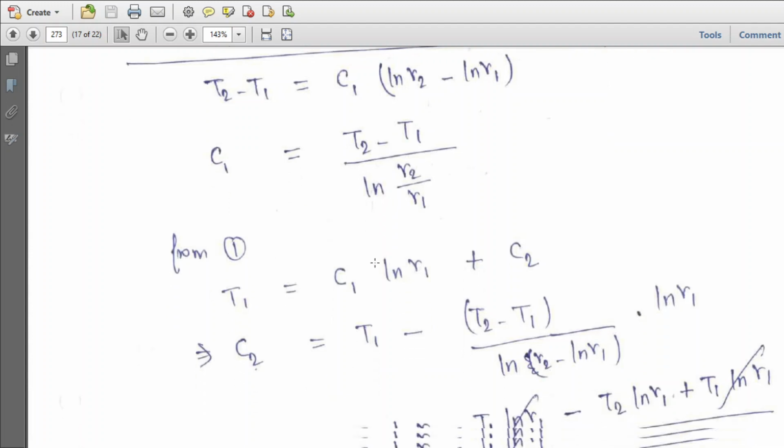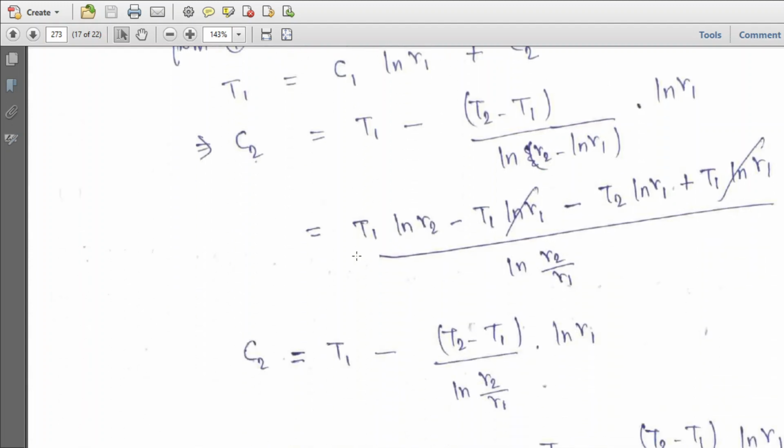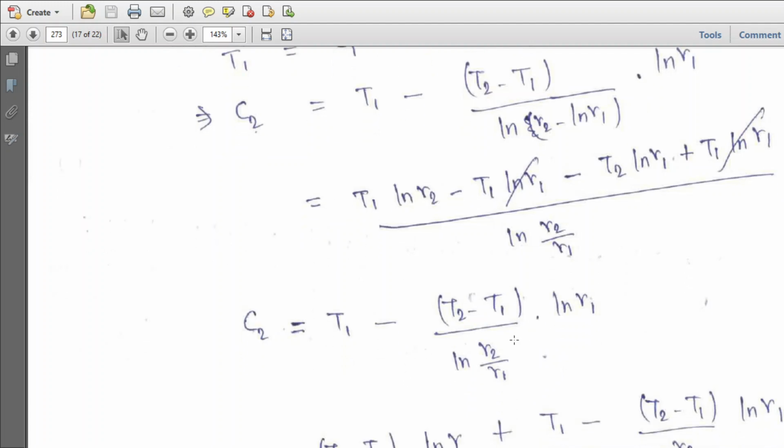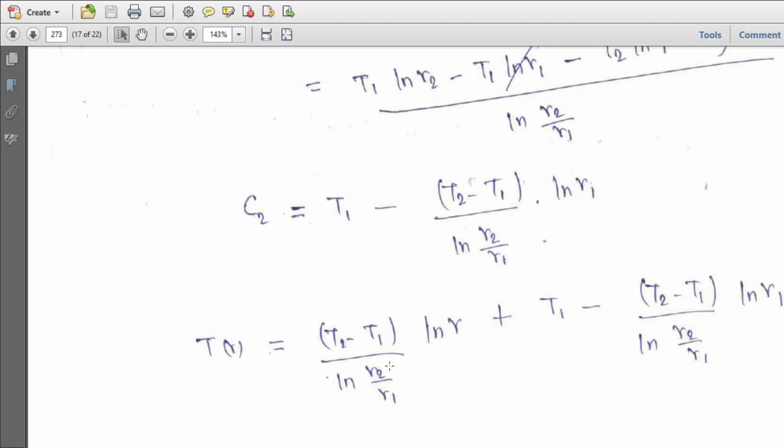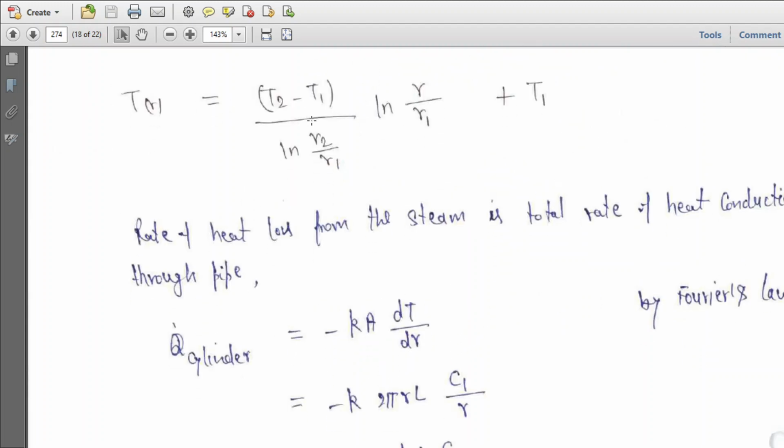Substitute this into equation number 1. We will end up with C2 equal to T1 minus (T2 minus T1) upon ln(R2 upon R1) into ln R1. Now C1 and C2 can be substituted in the main equation of temperature distribution, C1 ln R plus C2. So substitute the values here, arrange them, then we will end up with T(R) equal to T1 plus (T2 minus T1) upon ln(R2 upon R1) multiplied by ln(R upon R1).